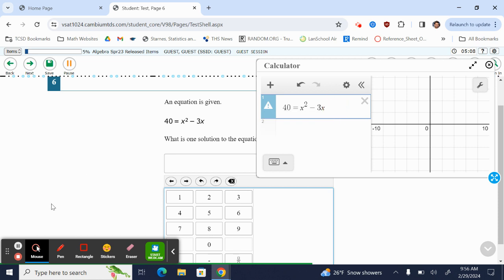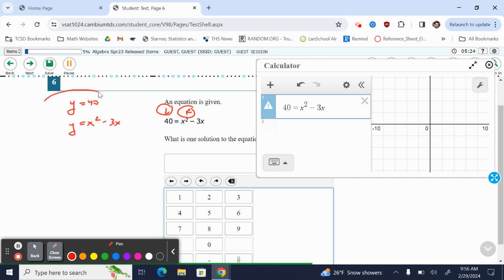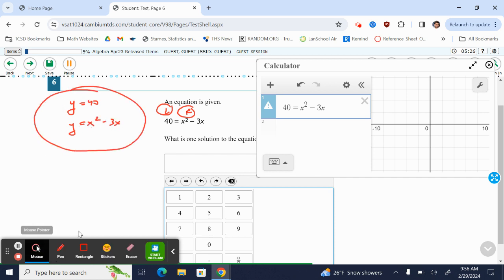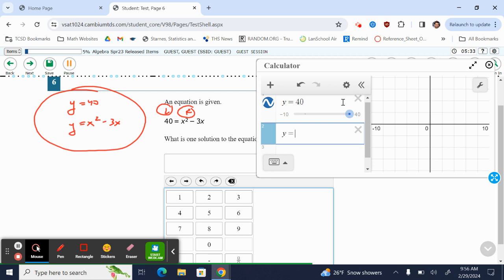We're going to take this equation and split it into two equations. We're going to take the left side and the right side and create two separate equations. y equals 40 is the left side, and y equals x squared minus 3x is the right side. We're going to type these two equations into the calculator. So y equals 40 and y equals x squared minus 3x.